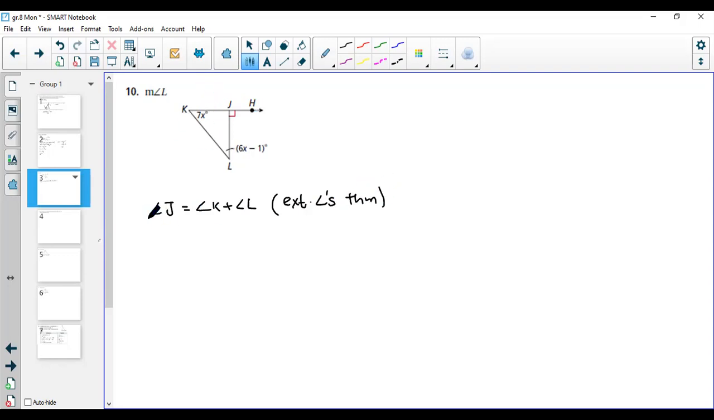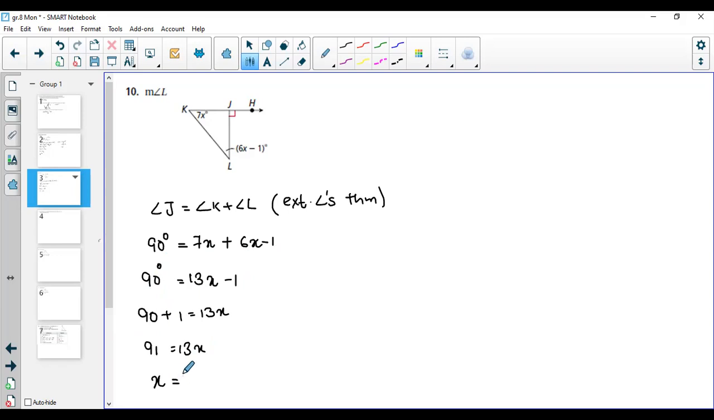Okay. So angle J is given to be 90 degrees, which is equal to angle K, 7x plus 6x minus 1. So we have two x terms on the same side, so we can simplify them. 7 plus 6 is going to give me 13x minus 1, right? So what's the next step? Move the number to the other side, so that will become 90 plus 1 is equal to 13x, which is going to give you 91 equals 13x. So x is going to be equal to 7. 91 divided by 13 will give you 7.